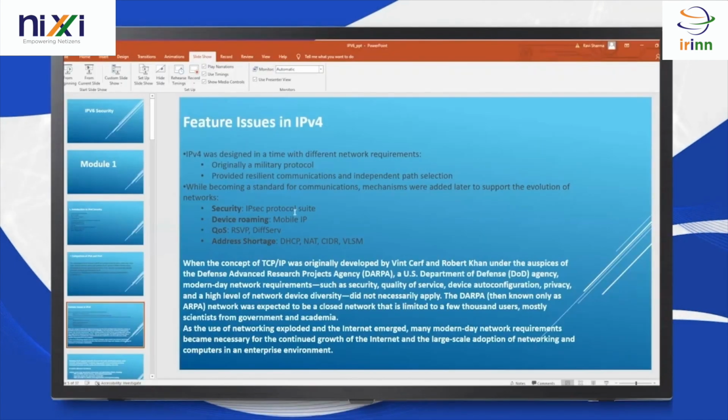So when the concept of TCP/IP was originally developed by Vint Cerf and Bob Kahn under the auspices of the Defense Advanced Research Projects Agency, we call it DARPA, a US Department of Defense agency, modern day network requirements such as security, quality of service, device auto configuration, privacy, and a high level of network device diversity did not necessarily apply. The DARPA network, known then as the ARPANET, was expected to be a closed network limited to a few thousand users, mostly scientists from the government and academia.